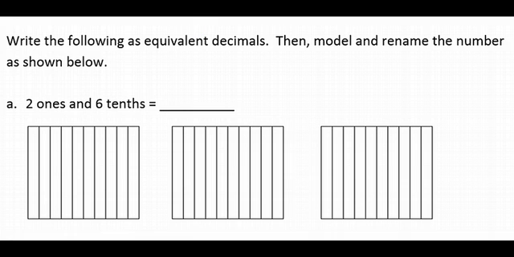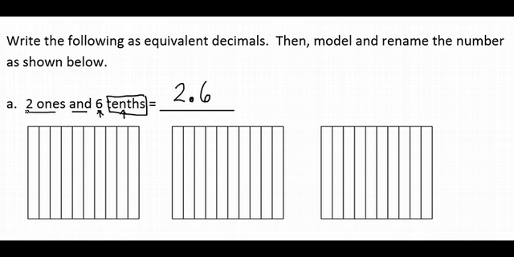The next question says to write the following as equivalent decimals, then model and rename the number as shown below. What that means is I have 2 ones and 6/10. I need to write that in decimal form first. So the 2 ones refers to how many whole numbers I have. The "and" is where my decimal point goes. And now I have to show 6 in the tenths spot, and that just means the first spot after the decimal. So this unit form here just tells me where the 6 is going to land in my decimal.